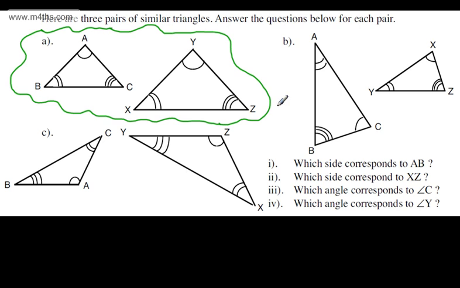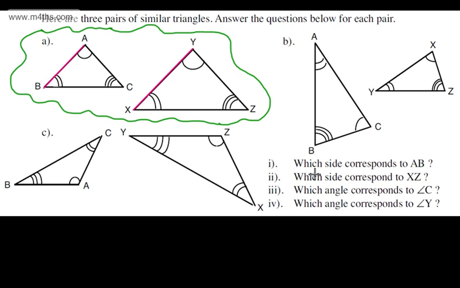So which side corresponds to AB? Well, if we look here at AB, we can work this out from the angles. We've got the double angle here, and we've got the single angle here, so that will be the line XY, or YX. We can see that this is set up quite nicely.